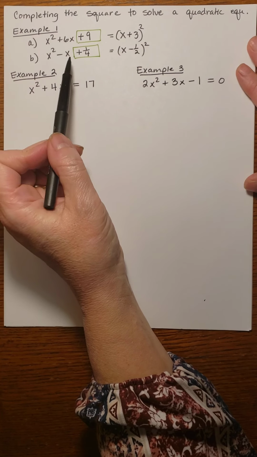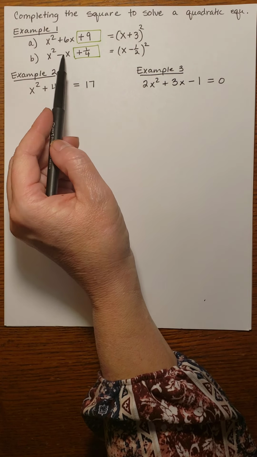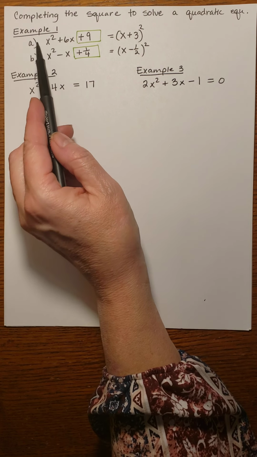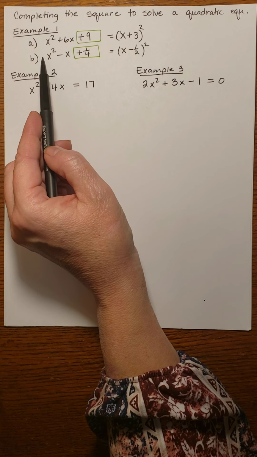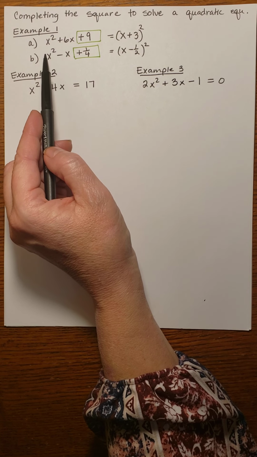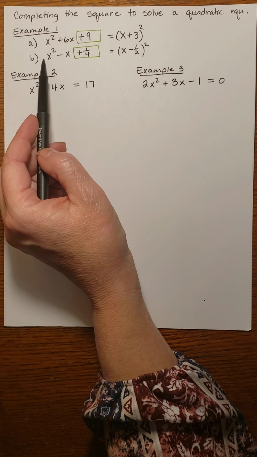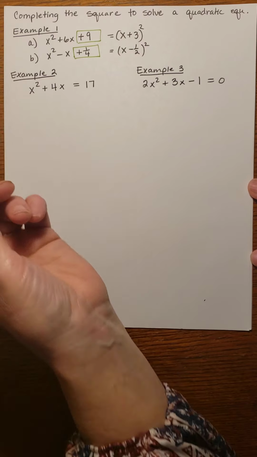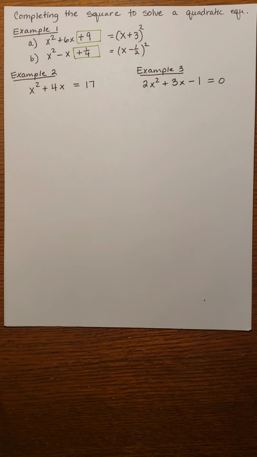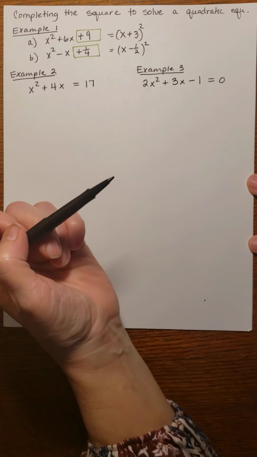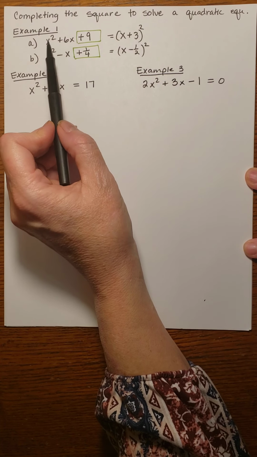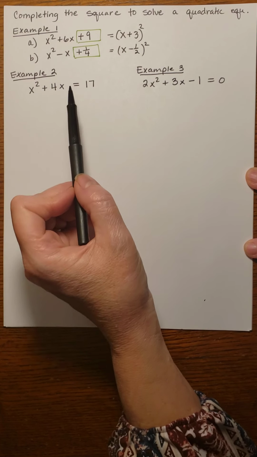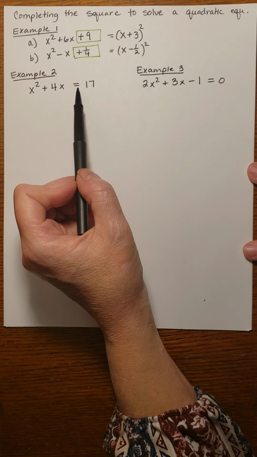Now, this works by taking half of this middle coefficient and squaring it. It only works when you have a leading coefficient of 1, as we do in these two examples. You have to do something different if you have a constant other than 1 as a leading coefficient, but I'm not going to worry about that right now. I'm going to do some examples where we use this idea of completing the square to solve quadratic equations. Remember, these are not quadratic equations. These are simply expressions. When you have an equation, of course, you have an equal sign.